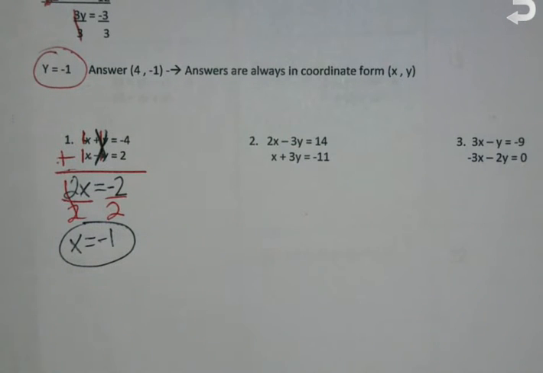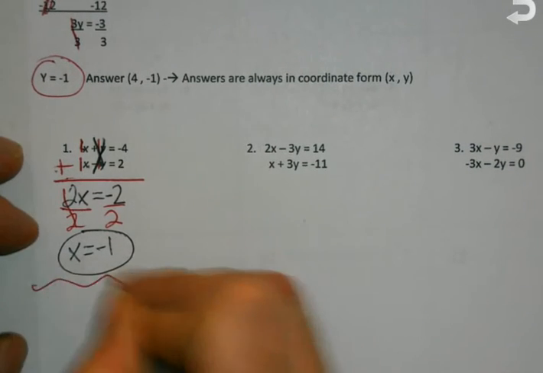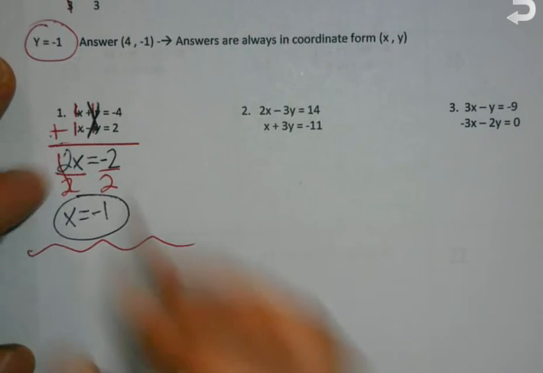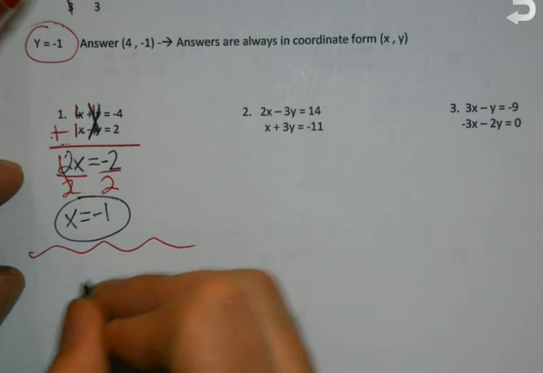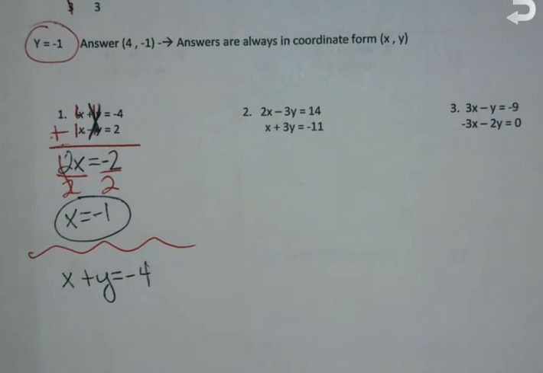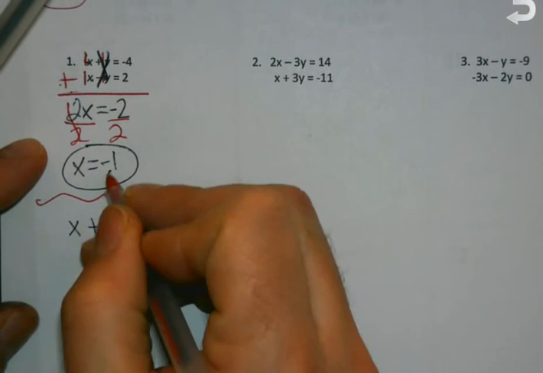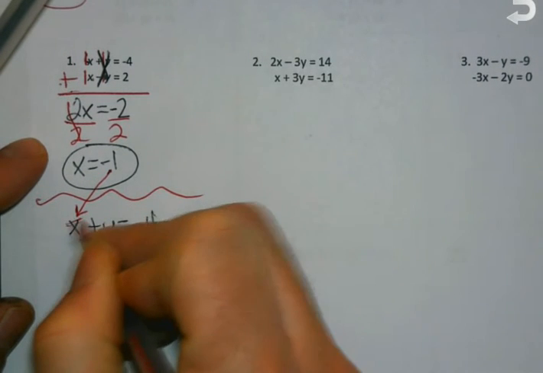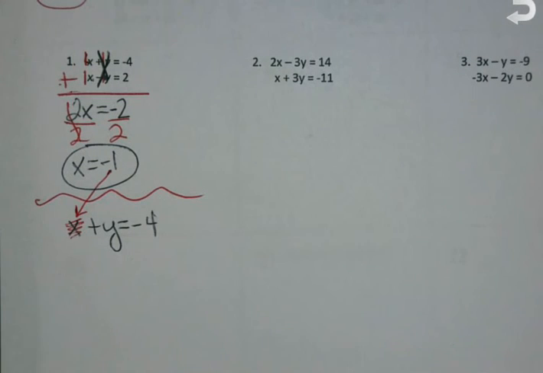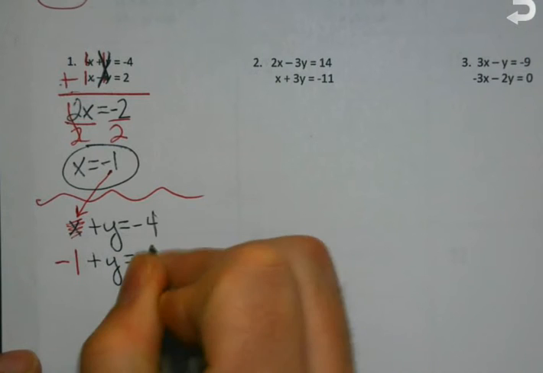Now again, I still have to solve for the other variable, and hopefully I can still see with all my scribbling what the original equations were. I'm just going to keep using the top one on all of these. That'll just be the easiest. That way we're all doing the same thing. So my top equation originally was x plus y equals negative 4. But I know what x is. It's negative 1. So I'm going to plug that in for the x. Negative 1 plus y equals negative 4.